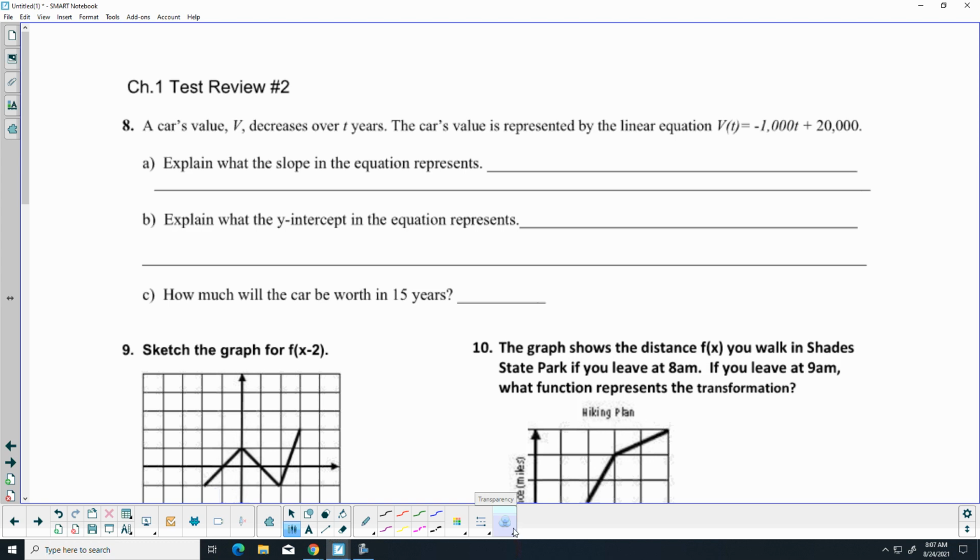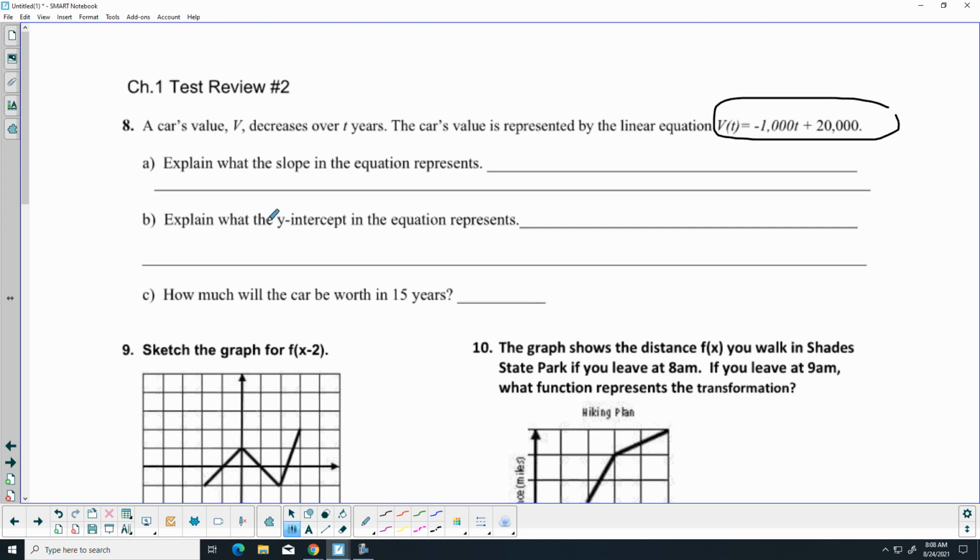All right, so here we are going to be looking at some information. Explain what the slope represents. Well, as the car's value v decreases over t years, we've got this equation. Well, the slope is how much it's decreasing a year. I'm not going to write that down, I'm just going to say it verbally. Explain what the slope in the equation represents. The amount the car depreciates per year.